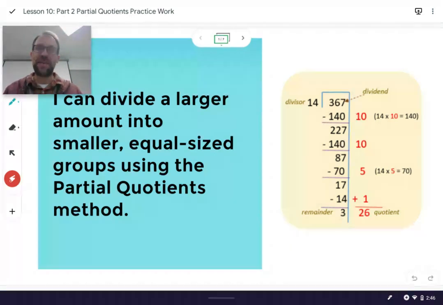Today's lesson is practice for yesterday's lesson. So no new material. We're just going to practice using the partial quotients method to divide numbers. In fact, here's our learning target. I can divide a larger amount into smaller equal-sized groups using the partial quotients method.